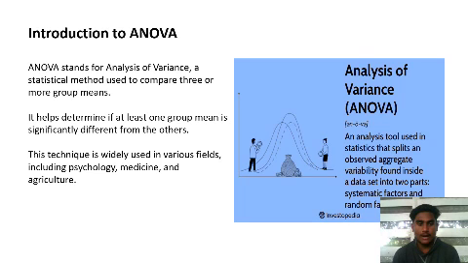Introduction to ANOVA. ANOVA stands for Analysis of Variance, a statistical method used to compare three or more group means. It helps determine if at least one group mean is significantly different from the others. This technique is widely used in various fields including psychology, medicine, and agriculture.